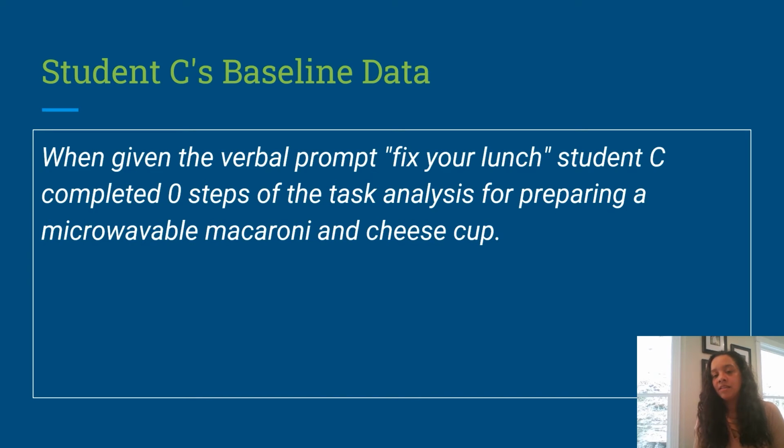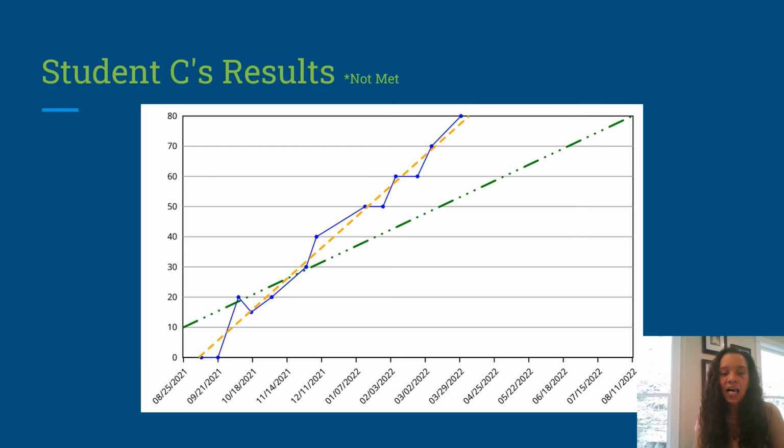So with getting this grant and being able to fix up our kitchen and really trying to focus on life skills this year, I thought it would be great for him to just get in there and do it himself. So that's what we worked on. And his results, he has not yet met this goal. I would really like for him to be able to do this 3 times consecutively before I say that he's met it. And he has hit 80% on one trial for the task analysis.